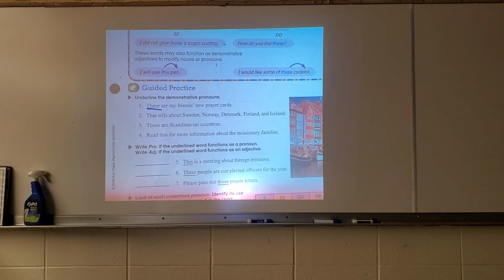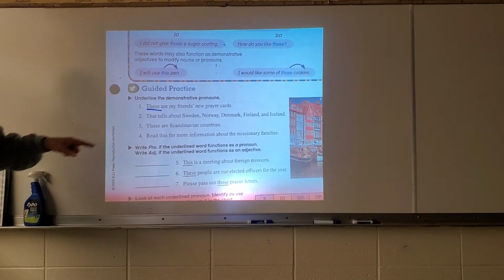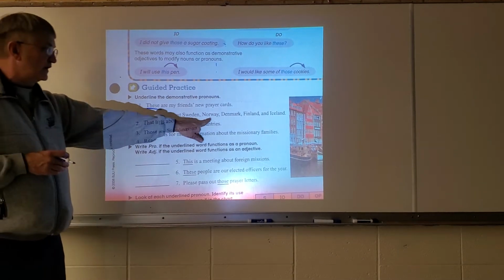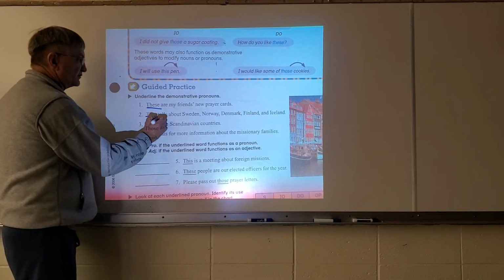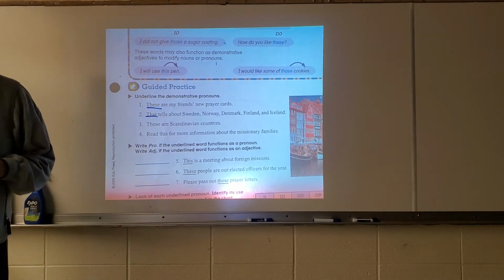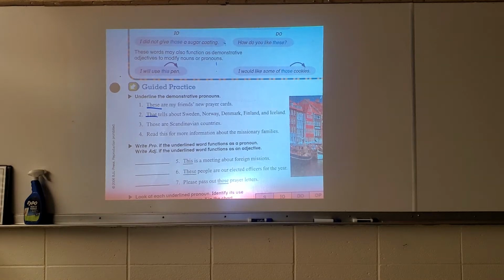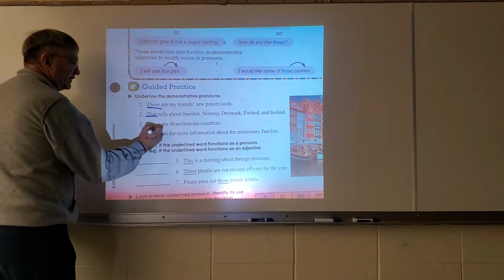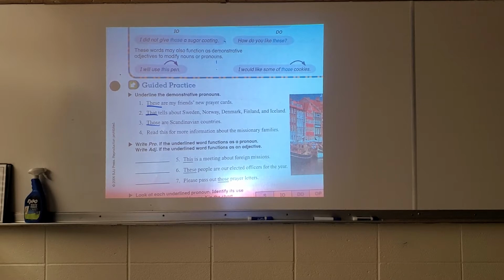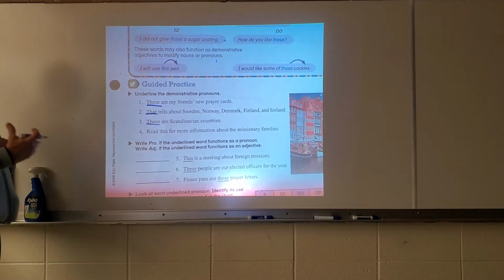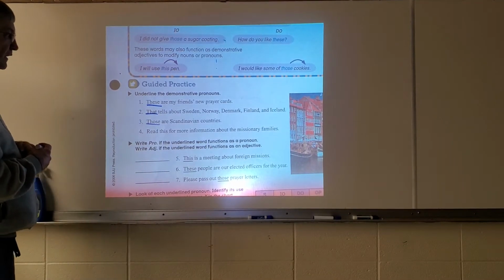Now, we have that, which tells about Sweden, Norway, Denmark, Finland, and Iceland. So we have a demonstrative, that, and again, that represents something further away, pointing to a direction. Those are Scandinavian countries. So those is plural, but that's something close by.